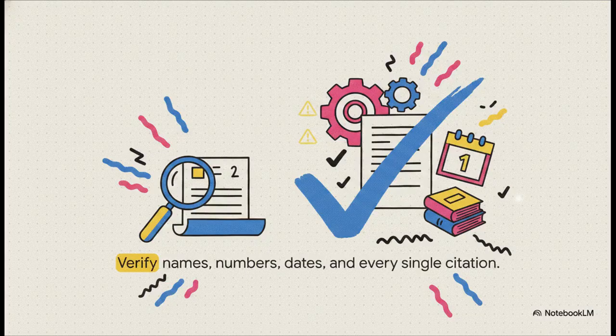Which leads us directly to our verification mantra. Because of these structural hallucinations, doctoral level use requires an unbreakable habit. You must manually verify names, numbers, dates, and every single citation. I don't care if you're using an integrated system and you uploaded the PDFs yourself, you, the human researcher, are ultimately responsible for manually validating that output.